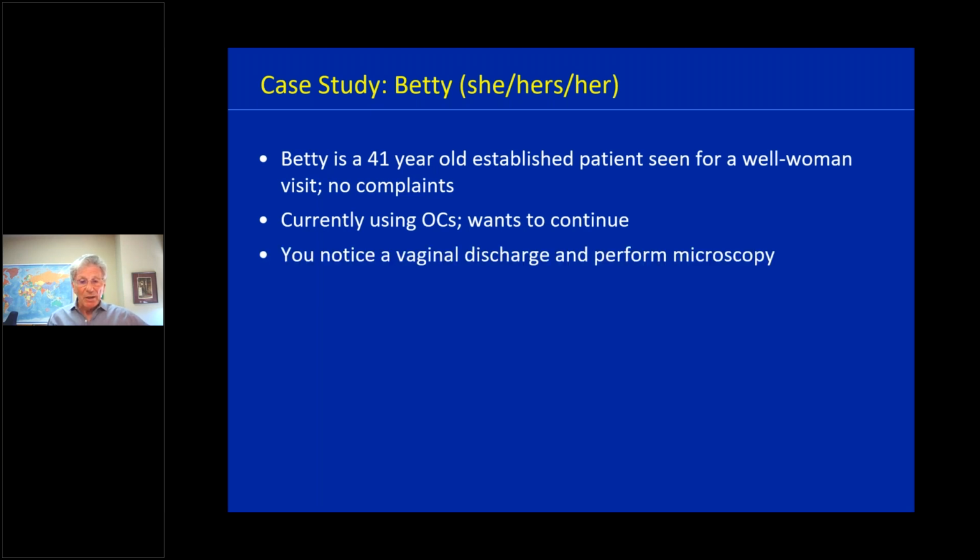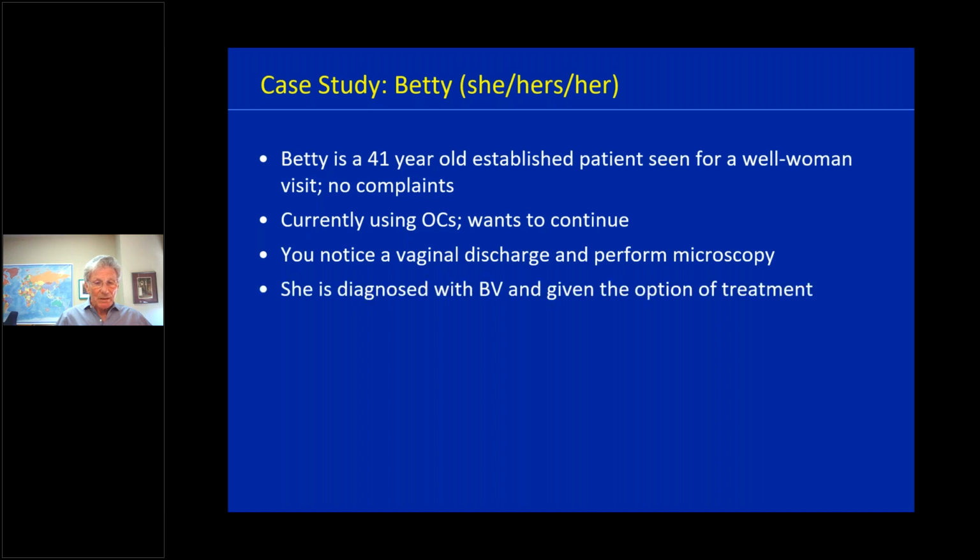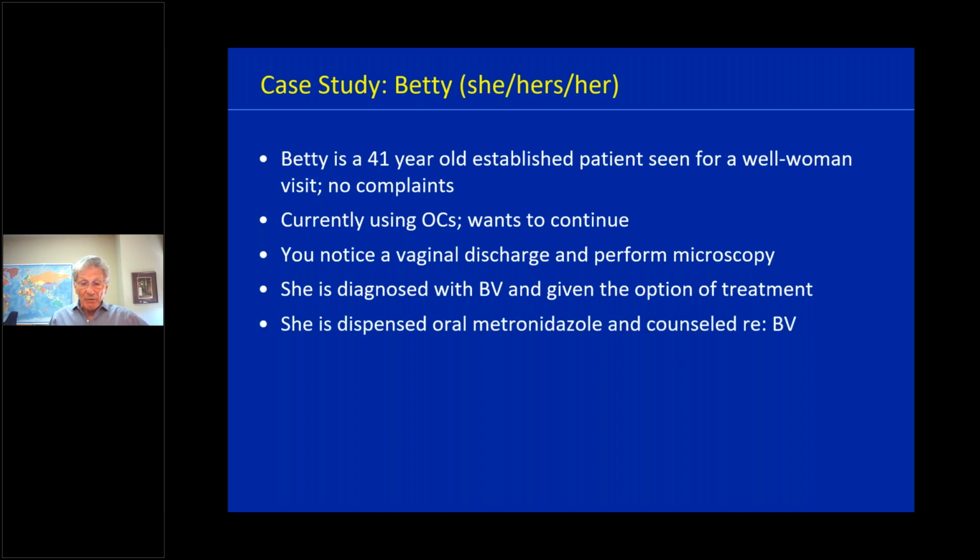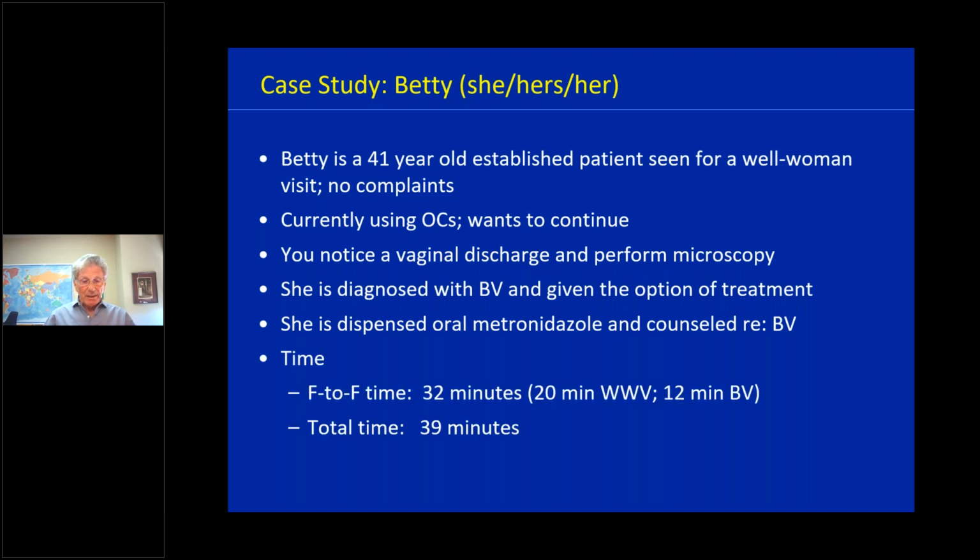She wants to continue. But you notice, let's say when you're getting an HPV test, that she has a vaginal discharge, and you have a look at that under the microscope. She has lots of clue cells, and the pH is 5.5, and she's diagnosed with bacterial vaginosis, which, by the way, is asymptomatic BV. So she's given the option of being treated for her bacterial vaginosis or not, and she wants to be treated. So she was dispensed oral metronidazole and counseled about how did you get BV, how's it going to be treated, and so on.